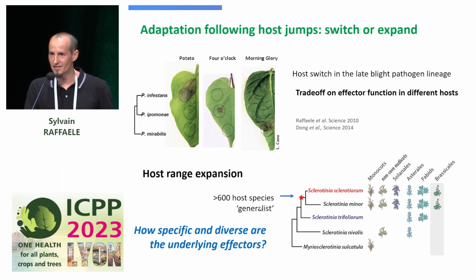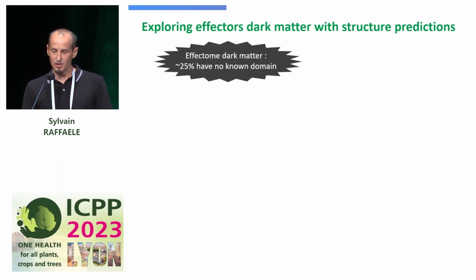The problem here is there's little functional information about those. And so we're a little bit stuck to characterize this diversity. Basically, about a quarter of these effectors have absolutely no known domains, so it is very difficult to infer any function from those. So we decided to use structural predictions to do that, thanks to recently developed tools.